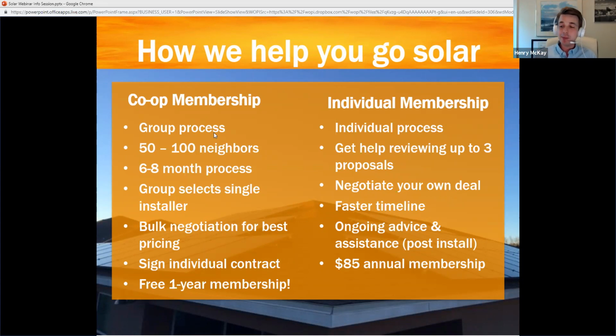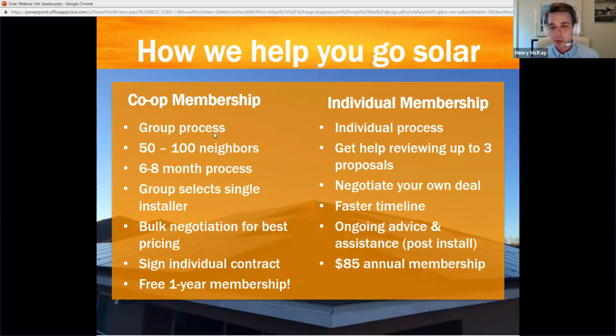By being a member of a co-op, you also get a free membership to Solar United Neighbors, which comes with some additional benefits. I want to emphasize the solar co-op is free. It's always free to join a solar co-op. You never pay us anything to be part of a solar co-op. The only thing you would pay is if you decide to sign a solar contract with the installer as part of that co-op, then you, of course, would be paying for that solar installation to the installer.